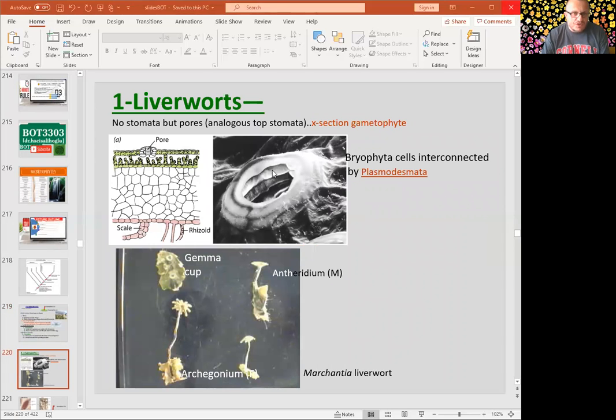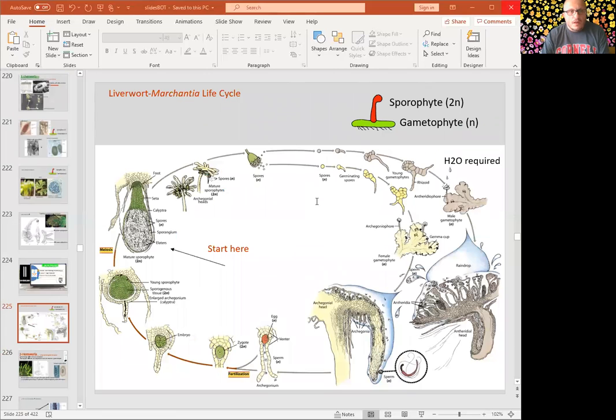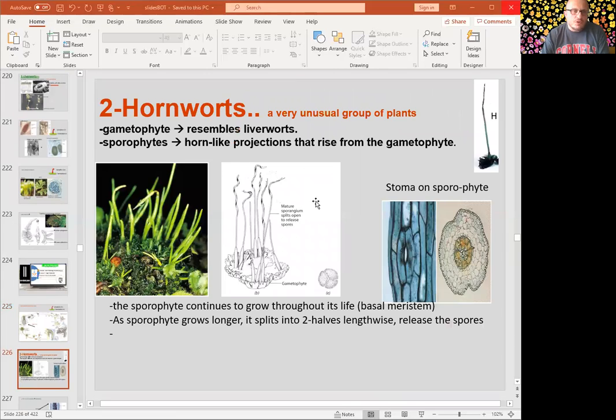Okay, so with liverworts you can see here, no stomata, but there are some simple pores that look like stomata, but liverworts don't have stomata. 9,500 species exist already. Marchantia is a typical liverwort. Hornworts are a very unusual group. Basically, they have a thallus, and they have a horn-looking splitting structure, which is the sporophyte, and again, the gametophyte resembles liverworts.